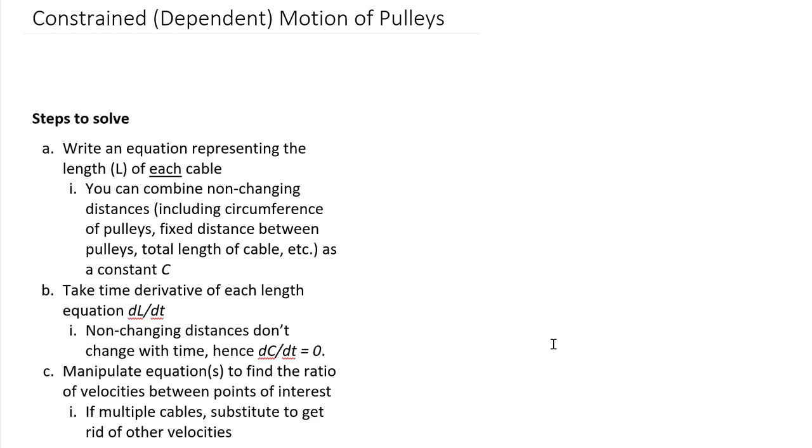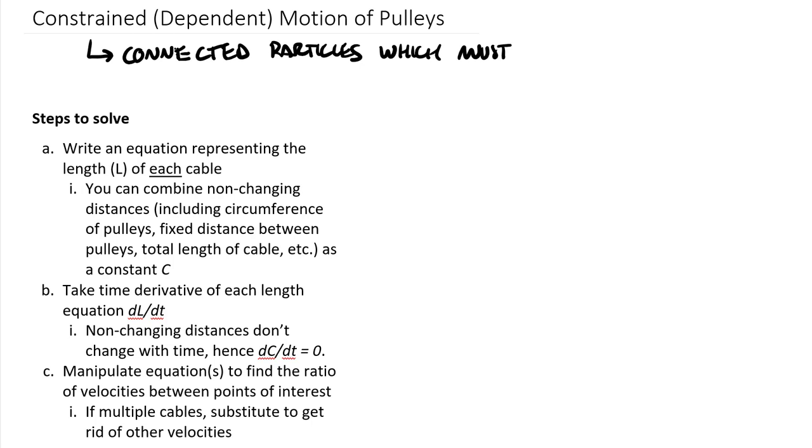Now, technically, you could apply the topic we're learning today to any constrained system. It's just that pulleys are kind of a classic. When we talk about constrained, essentially we mean that one particle can't move without the other particles moving as well. So we'll define constrained as connected particles which must move together. Okay, connected particles which must move together.